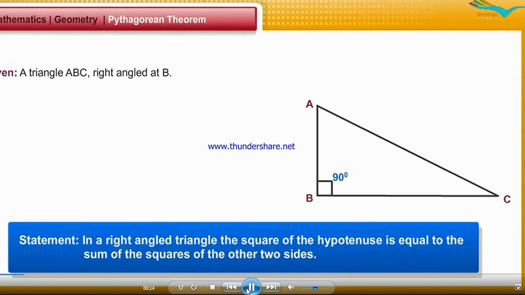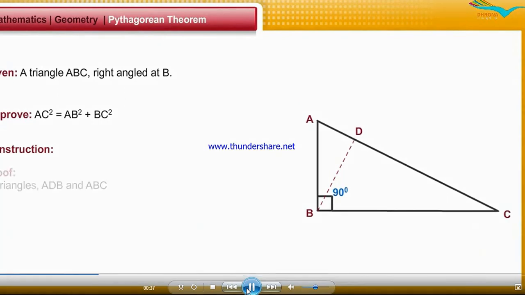In the given triangle ABC, angle B is equal to 90 degrees. We have to prove that square of the hypotenuse AC is equal to the sum of the squares of the other two sides AB and BC. As part of construction, draw a line BD perpendicular to AC. Let us start the proof now.